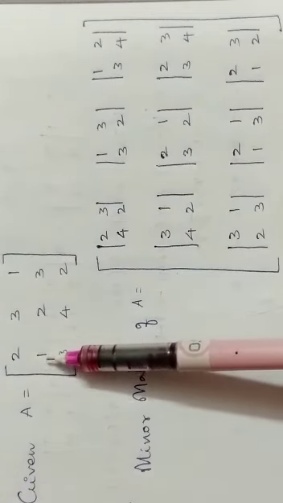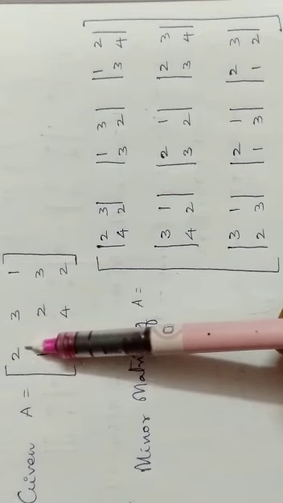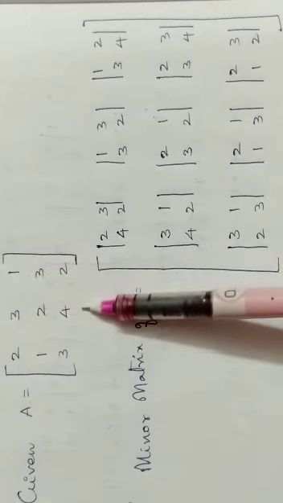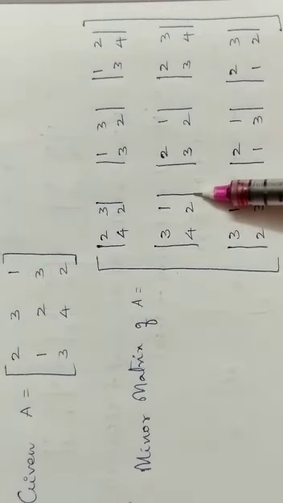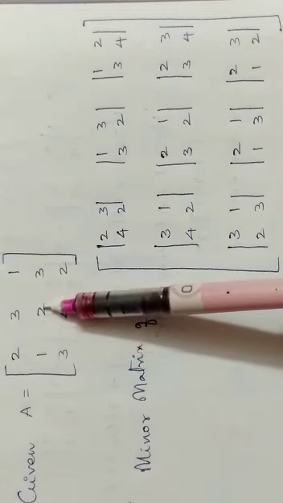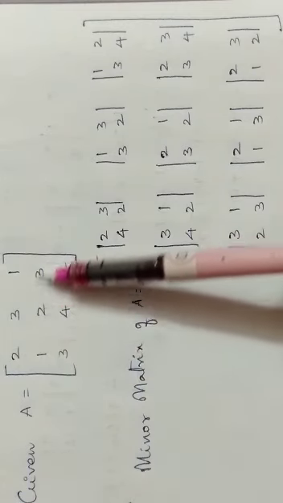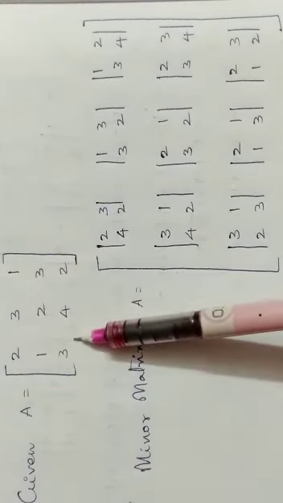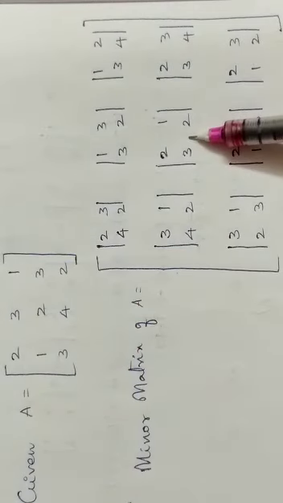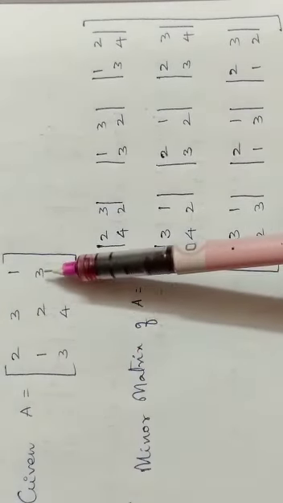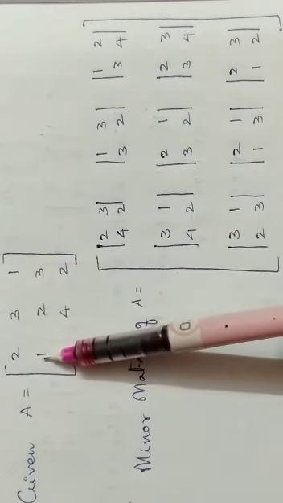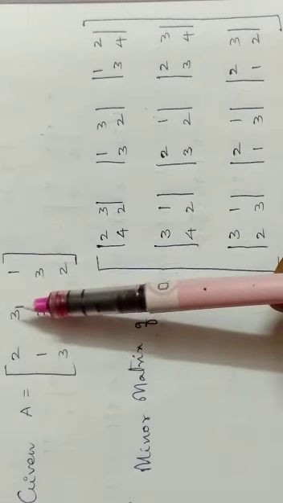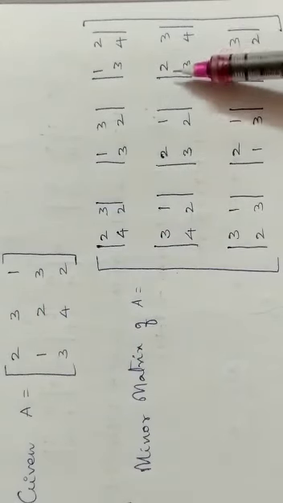Minor of 1. Remove the row and column. What are the elements remaining? 3, 1, 4, 2. Minor of 2. Remove this row and column. What are the 4 elements left? 2, 1, 3, 2. Minor of 3. Remove the row and column. The 4 elements are 2, 3, 3, 4.